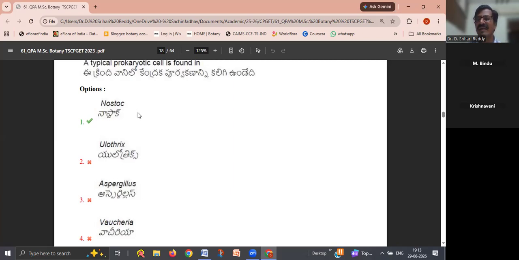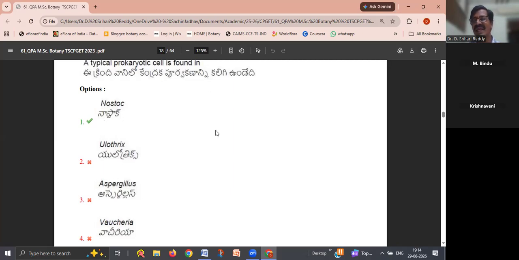It is a blue-green algae. It is also called cyanobacteria. It is the only algae with the prokaryotic cell structure. That is the main feature of the blue-green algae. It is also called cyanobacteria because it resembles bacteria with respect to its prokaryotic nature.